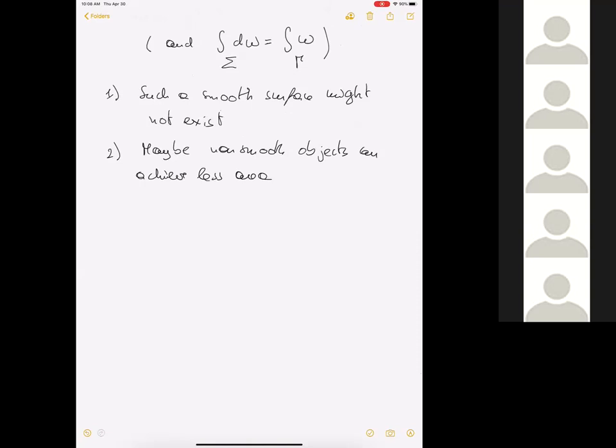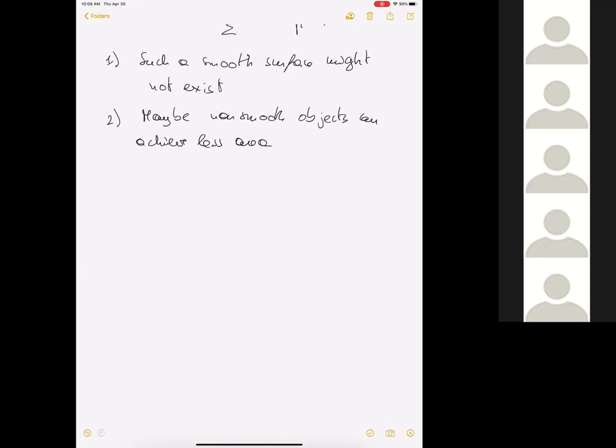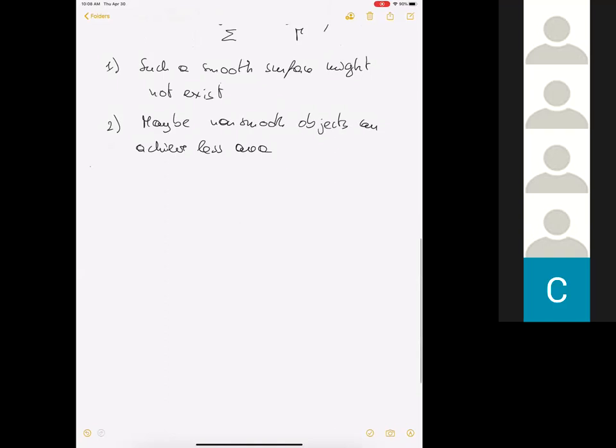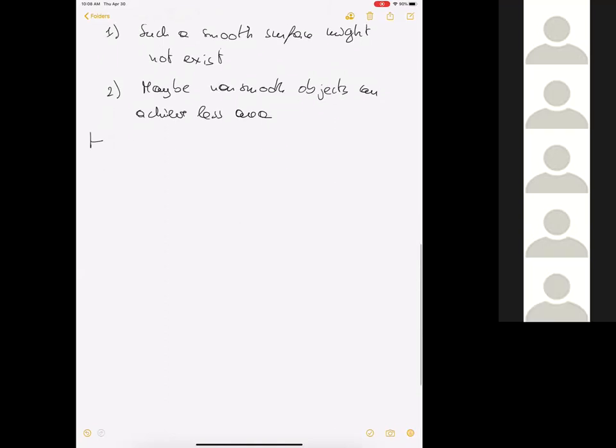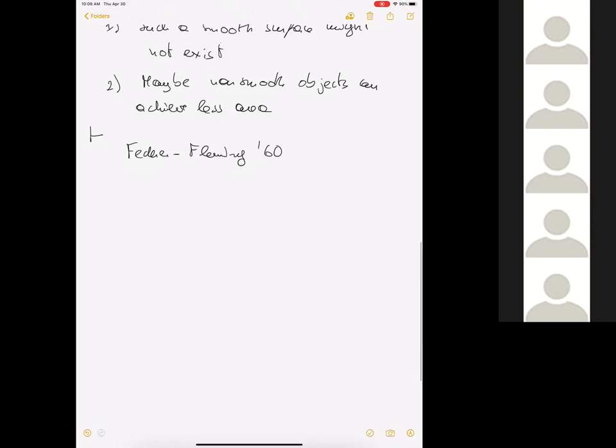Okay. So now, if you're considering non-smooth objects, the very successful theory is the one by Federer and Fleming in the 60s, which is predated by De Giorgi in the case of codimension 1.